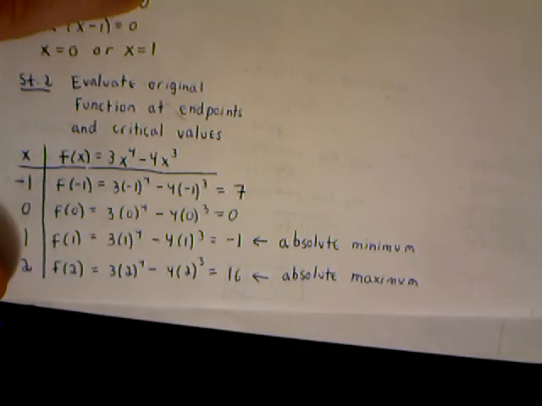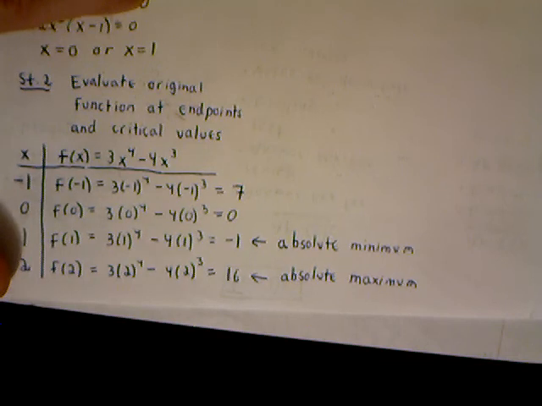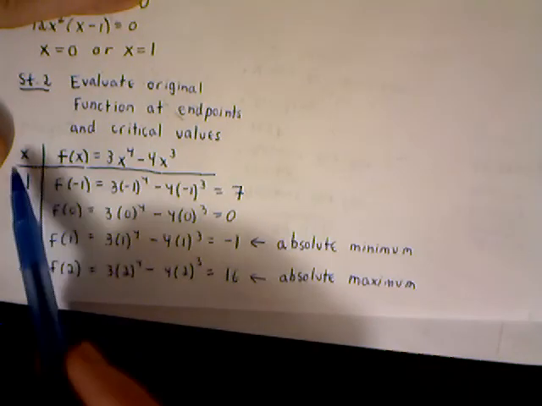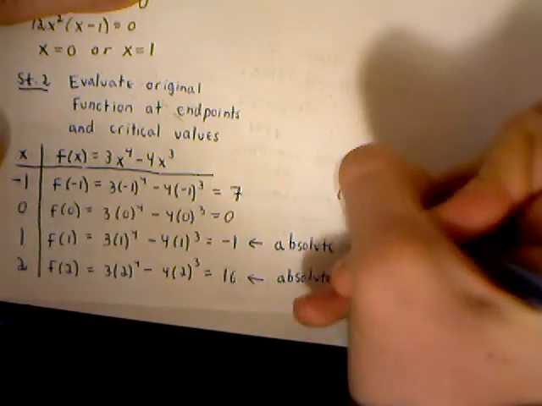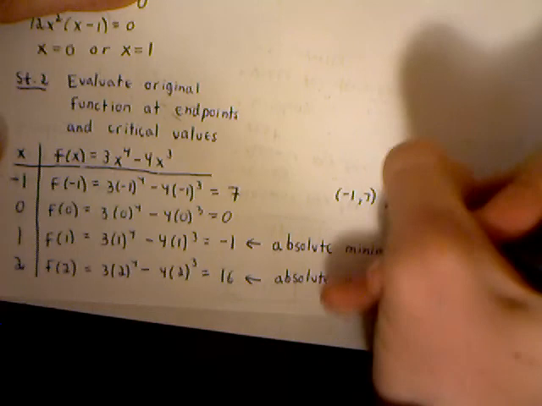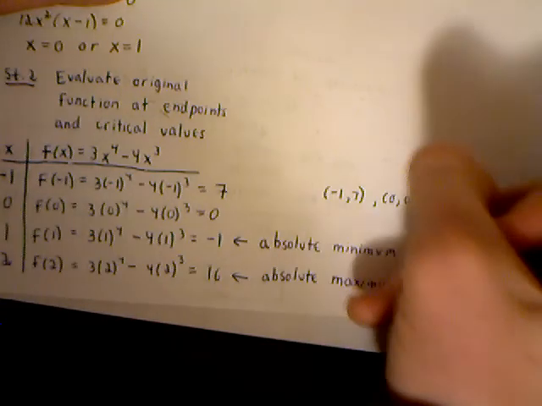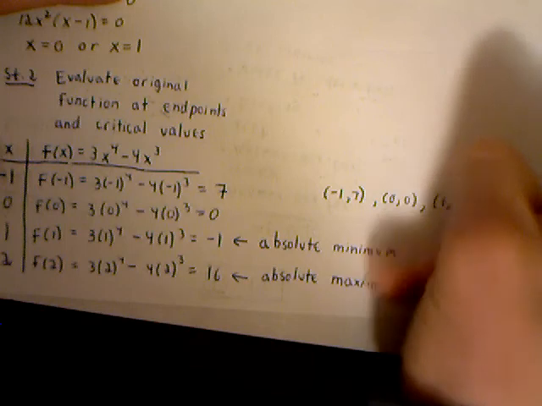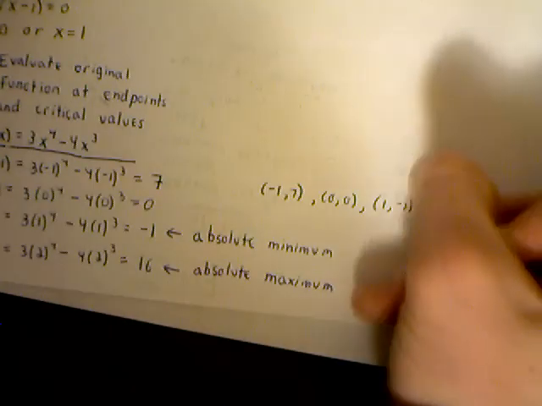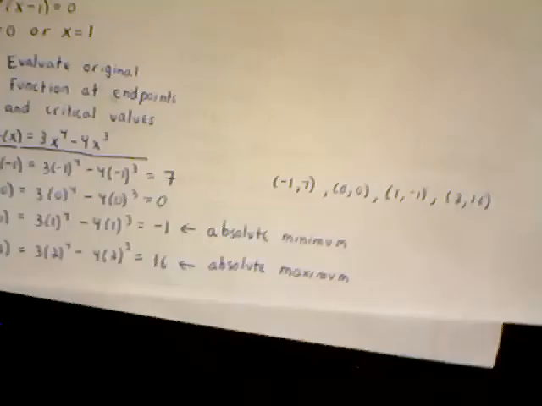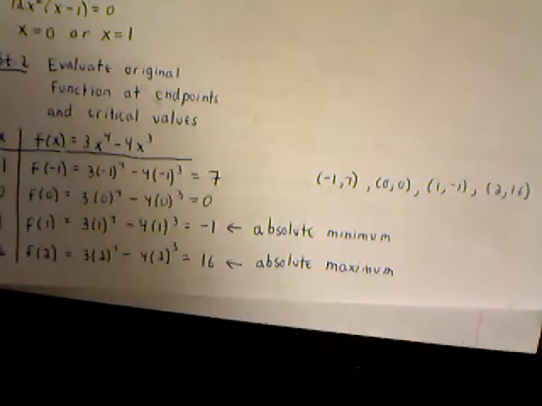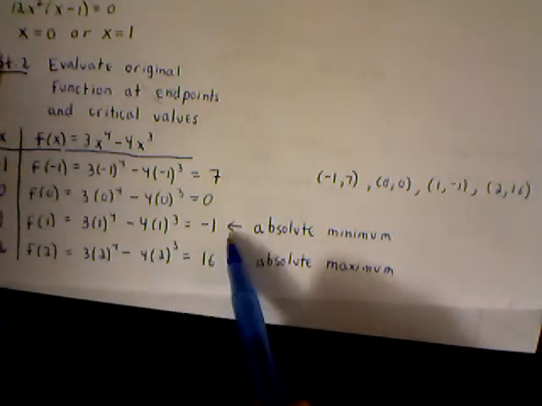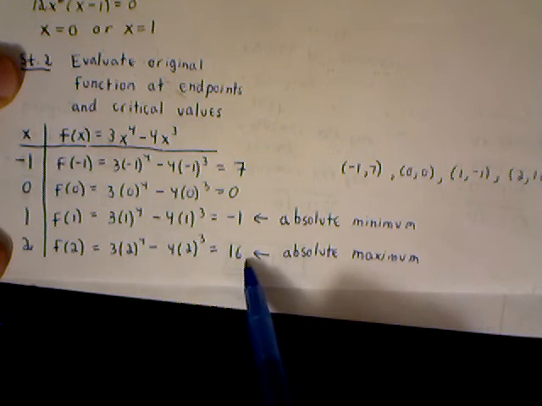Now, it can help to sketch out the graph. I'm going to plot these points for x and f of x: (-1, 7), (0, 0), (1, -1), and (2, 16). So we actually answered the question already. The absolute minimum occurs at (1, -1). The absolute maximum occurs at (2, 16). But let's just get a visual for this.